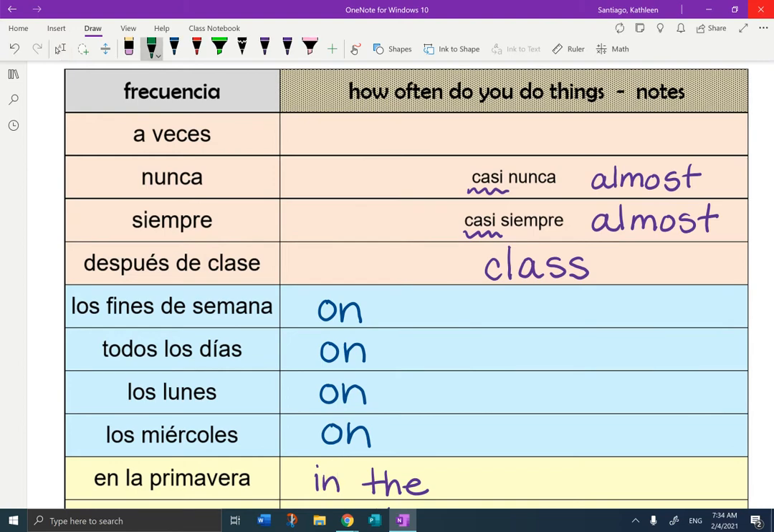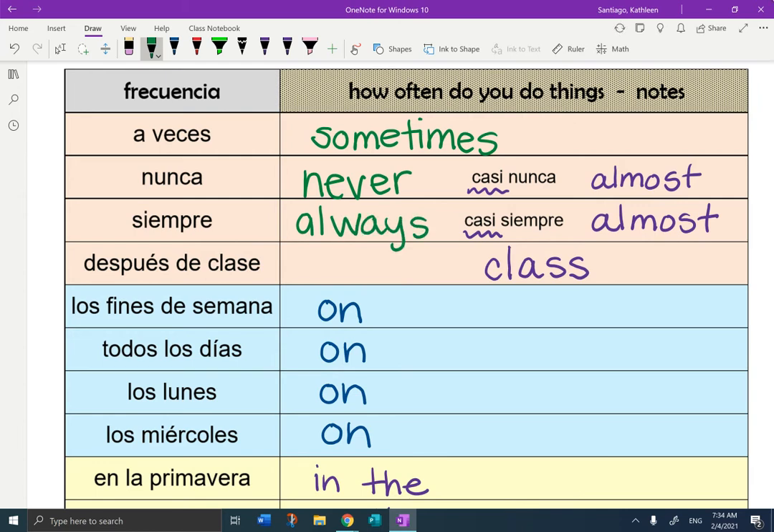Okay, so frequency, a veces. By the way, in Spanish, frecuencia. How often do you do these things? Frecuencia. A veces, yo juego al béisbol. A veces, sometimes. Nunca, never. Siempre, always. Now you can see I can put the word casi in front of it. Casi means almost. Casi nunca, almost never. Casi siempre, almost always.